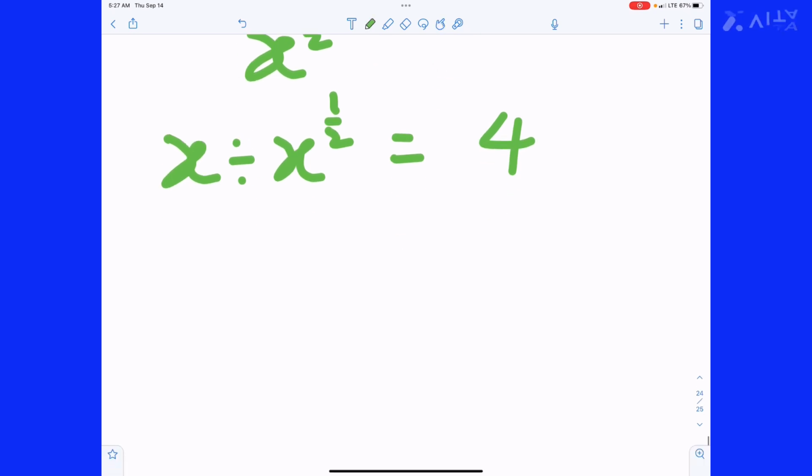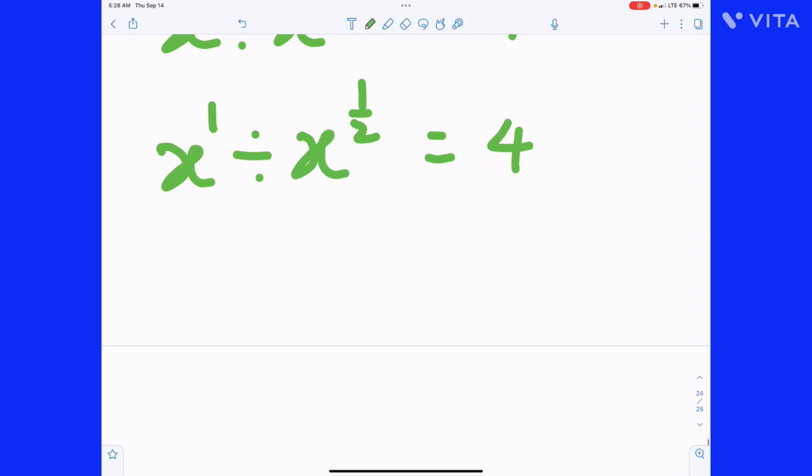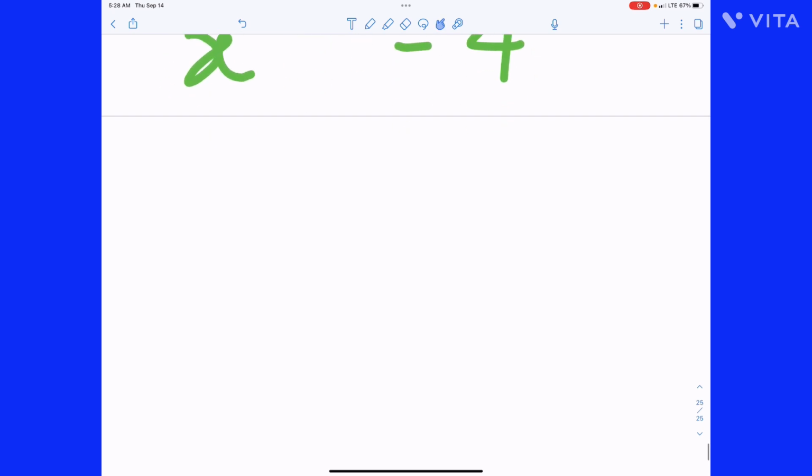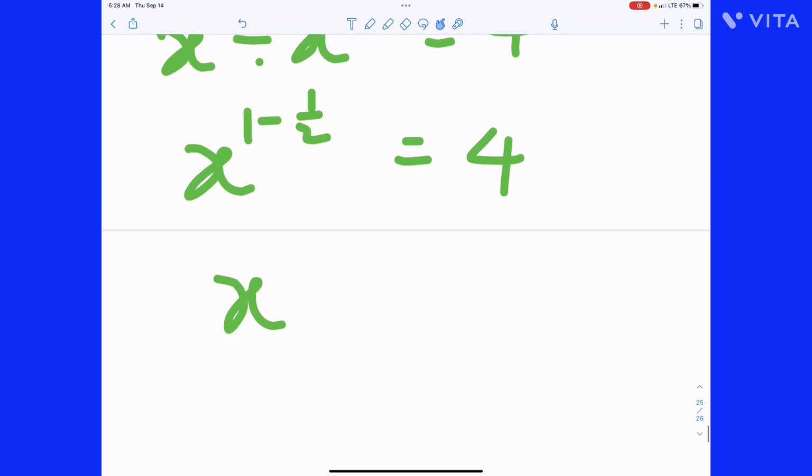Now, x is the same thing as x raised to the power 1. So x raised to the power 1 divided by x raised to the power half is equal to 4. That's x raised to the power 1 minus half is equal to 4. 1 minus half is half. So x raised to the power half is equal to 4.